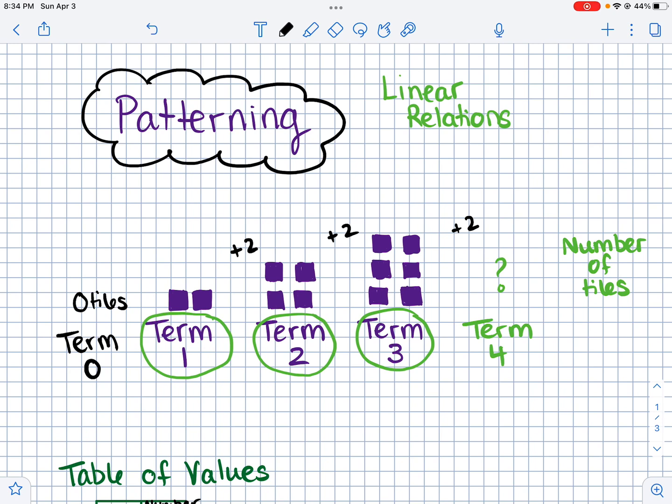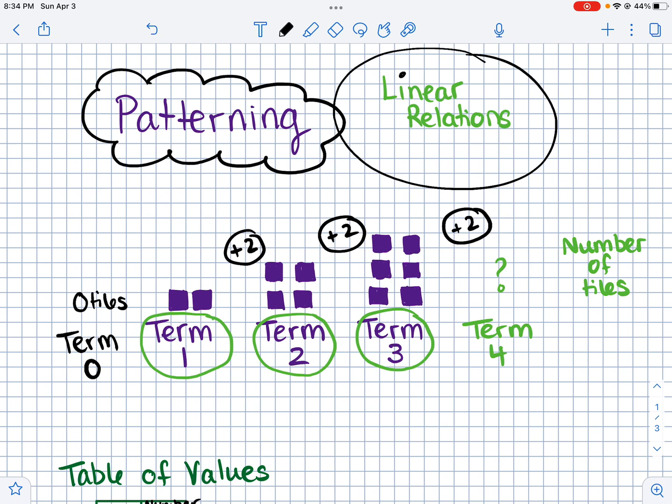So I'm going to use this pattern to teach you how to make a table of values, a graph, and then some important features of linear relations. So linear relations describe things like a pattern that increases by the same amount each time, or decreases. So this pattern is going up by 2 every time, so we would call it a linear pattern, and it's growing by 2 every time.